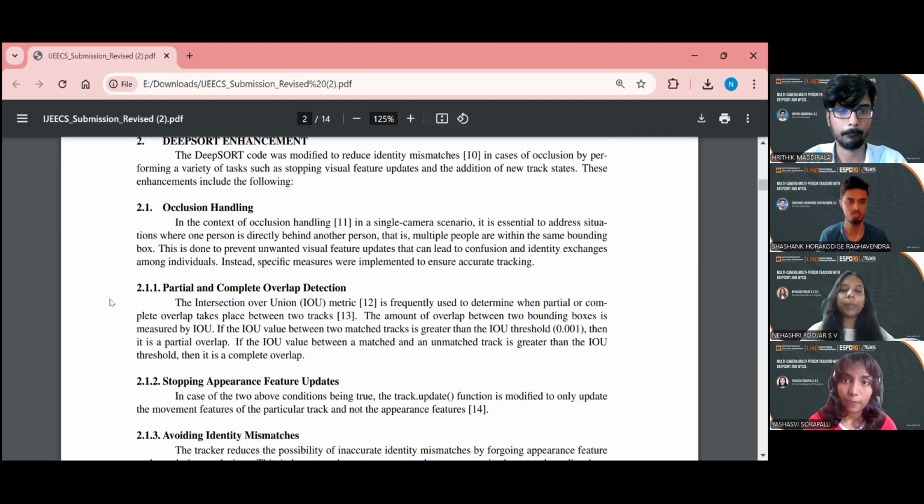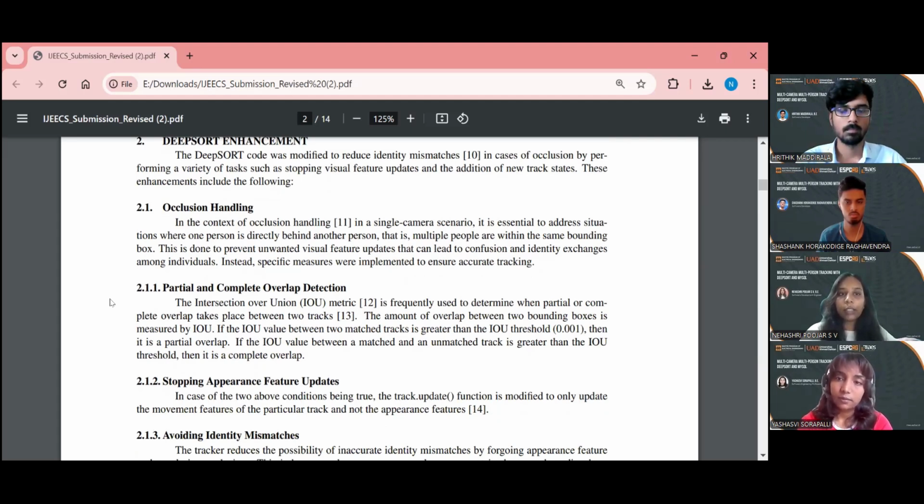The second section of the paper discusses the enhancements that we have done to the original DeepSORT. The DeepSORT code was modified in order to reduce any identity mismatches and cases of occlusion. This was done with the help of the addition of new track states and also by stopping the visual feature updates.